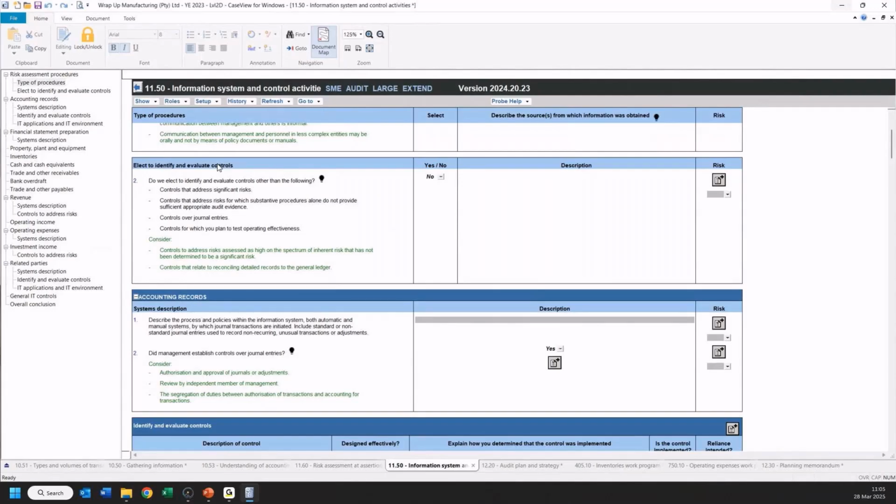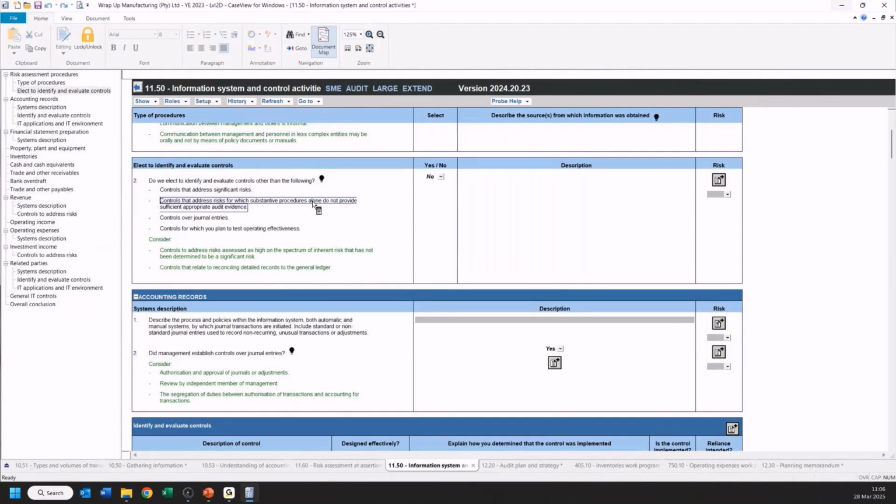And it's almost like an inverse way of asking, because what the document says is, in this document you are prompted, and the standard requires that you do at least the following. Do you want to do more than the minimum? That's basically what this question asks, where it says, elect to identify and evaluate controls. So the standard says we must at least consider controls that address significant risks. You might say, hang on, this sounds familiar. Yes, it was in our slide earlier on. I need to at least understand, identify and evaluate controls that address significant risks, and controls that address risks for which substantive procedures alone do not provide sufficient appropriate audit evidence.